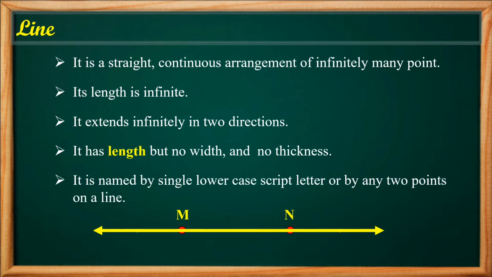A line can be named by a single lowercase script letter or any two points. That is line L and line MN or NM. Remember, this would be the symbol for the line, placed on the upper part of N and M, or M and N. Okay, that is the symbol for the line.